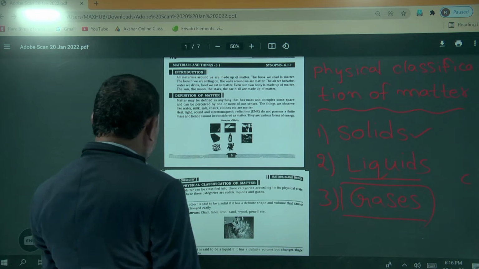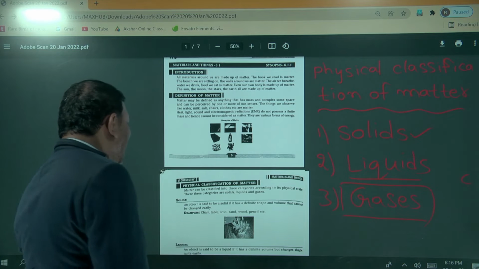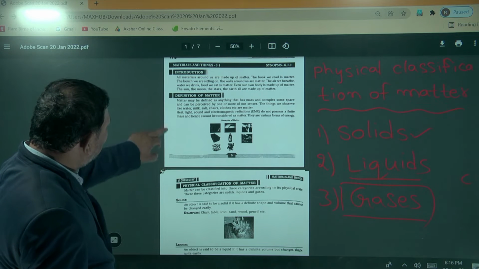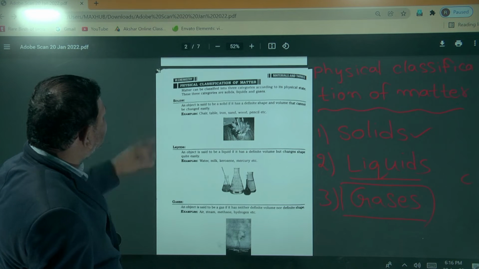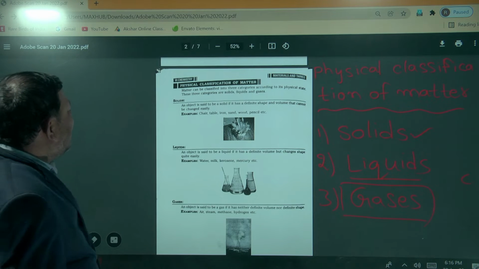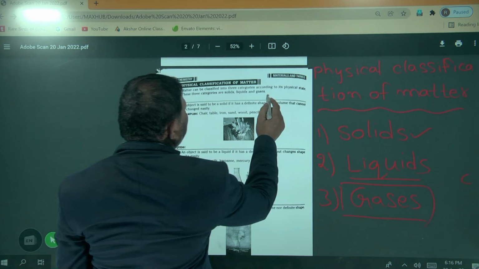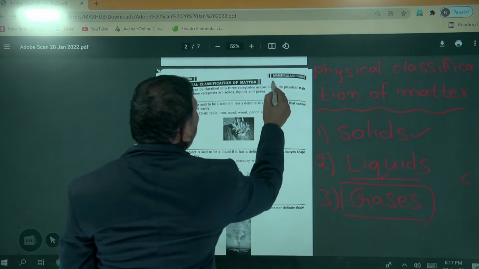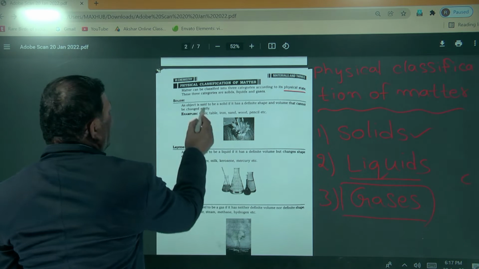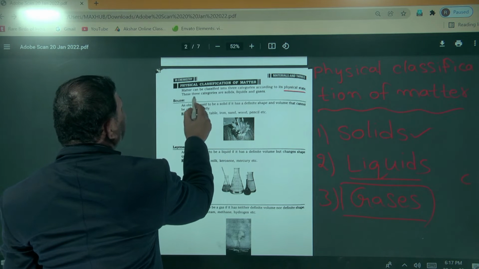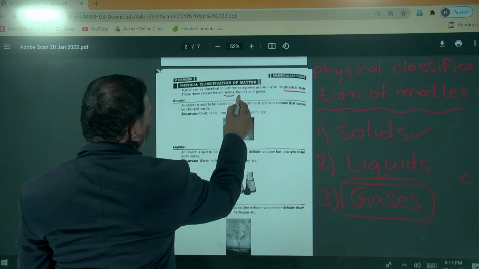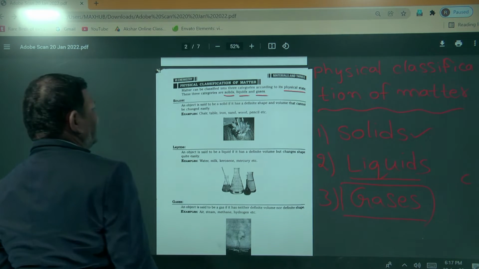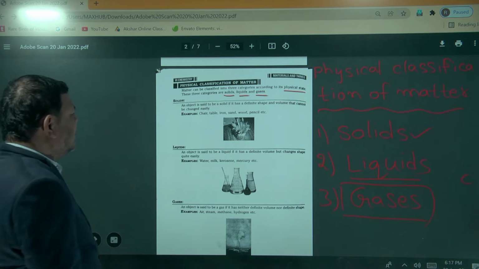So, matter can be classified into three categories according to the physical state. These three categories are solids, liquids, gases. What is the meaning of solids?